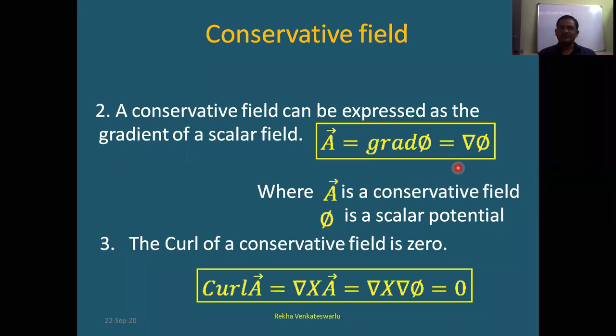Okay. So what I am saying here is, if A bar is a vector field that is a conservative field, then that can be expressed as the gradient of some scalar potential function. Here we talk about the electrostatic field. Electric field is a vector field. Gravitational field is a vector field. Magnetic field is a vector field.